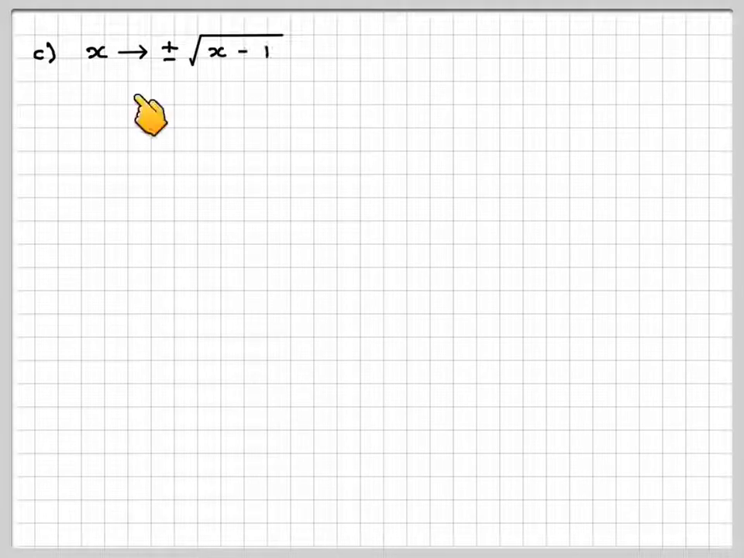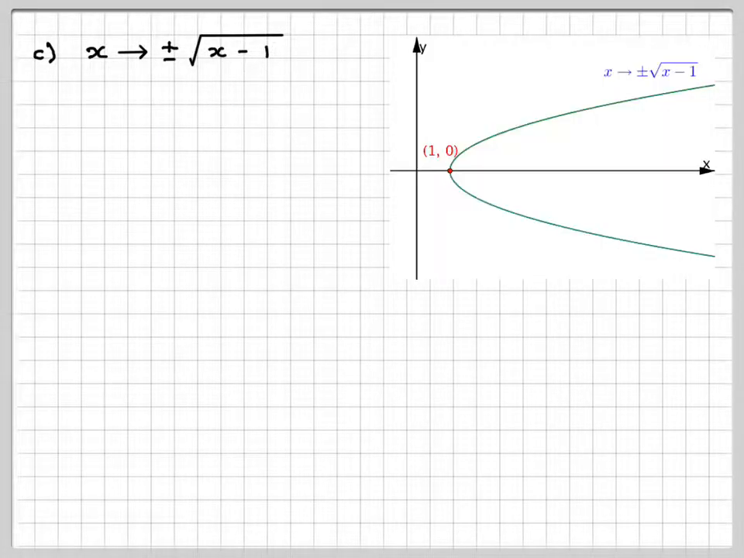Right, x mapping onto plus or minus the square root of x minus 1. If you draw the graph, the plus square root of x minus 1 is the top bit, and the minus square root of x minus 1 is the bottom bit. This point is 1, 0.